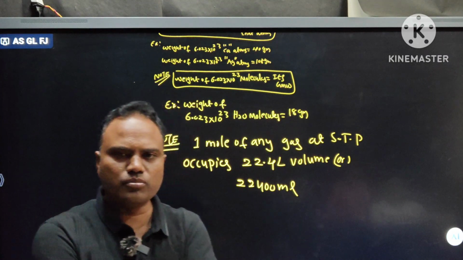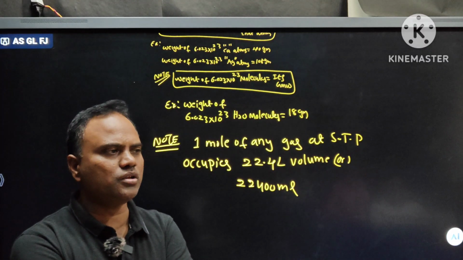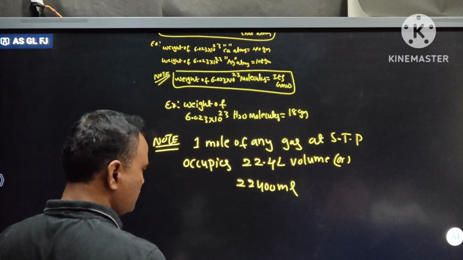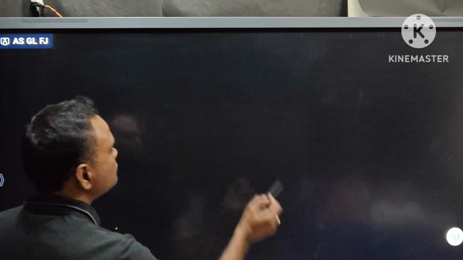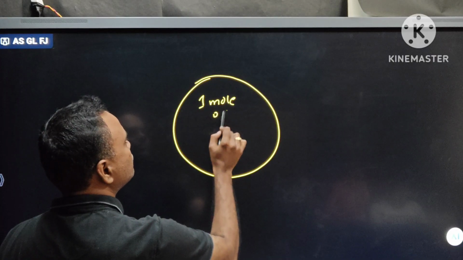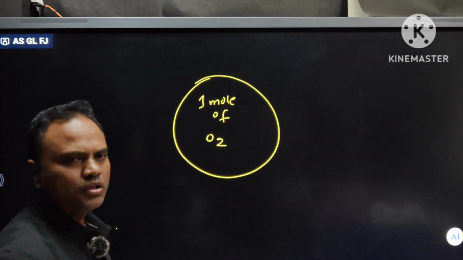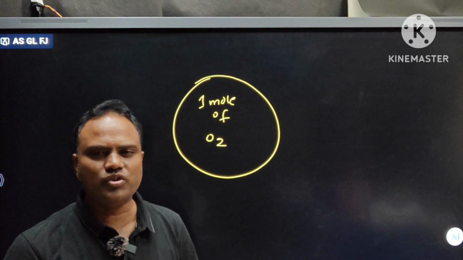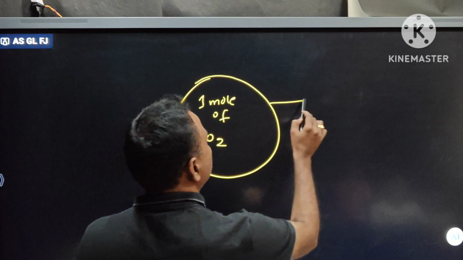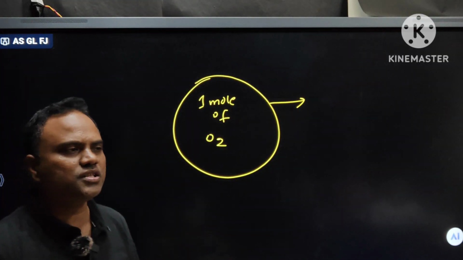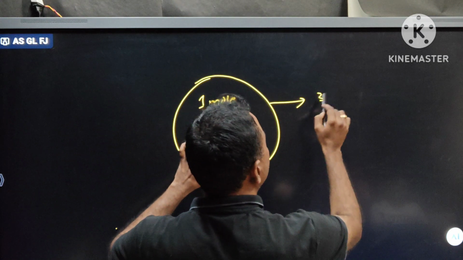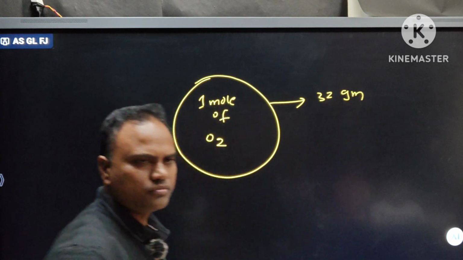What is the mass of 1 mole of any substance? It is equal to its molecular weight. Okay, right. Let us take another example. 1 mole of oxygen. Let us write the data related to 1 mole of O2. I have given some basics, right? First, 1 mole of any substance's weight is equal to its gram molecular weight. 1 mole of O2 weighs 32 grams, right?